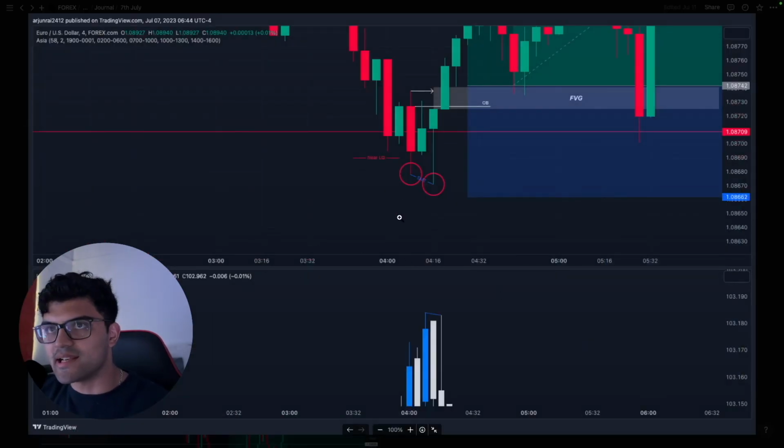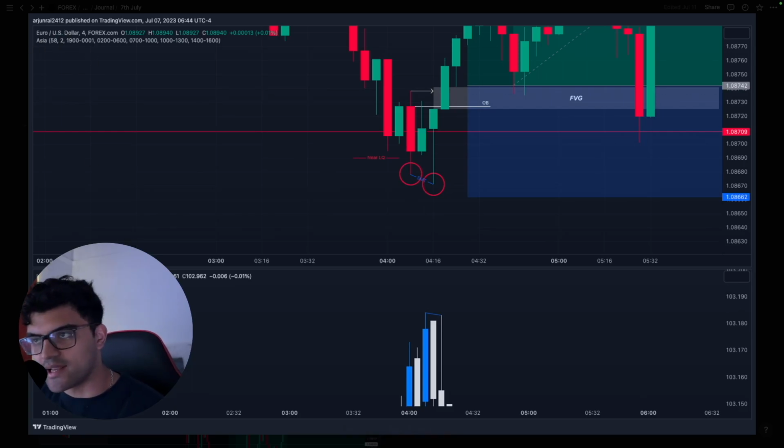But this is the SMT divergence. So as you can see right there, we have the euro dollar on the 4 minute, and make sure your time frames are aligned when you're looking at SMT. And then we have the US dollar currency index on the 4 minute as well.